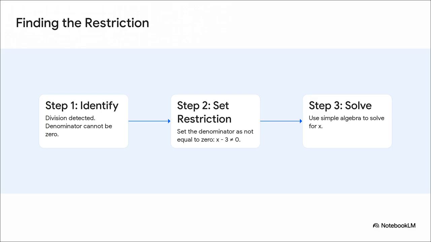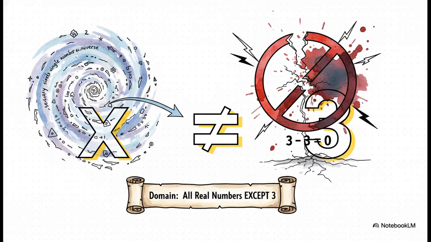Step 1, we've already spotted our red flag, that division bar. So we're going to zero in on the denominator. Step 2, we just grab that denominator, the part that can't be 0, and we write it out. x minus 3 is not equal to 0. And step 3, well, that's the easy part. Just a tiny bit of algebra to figure out what x is. And boom, there it is. Our answer is x cannot be 3.